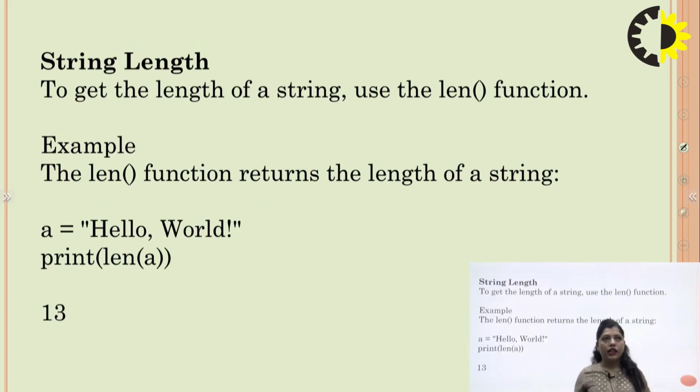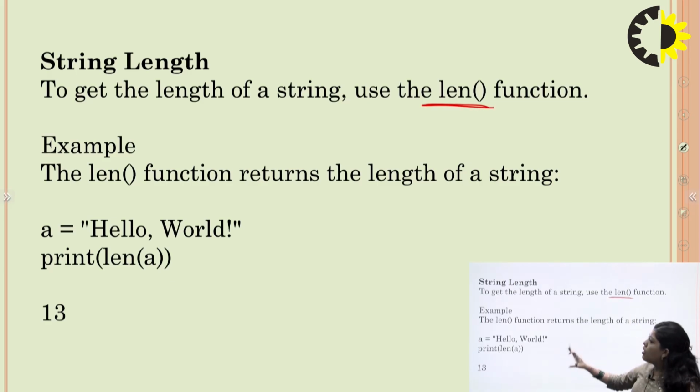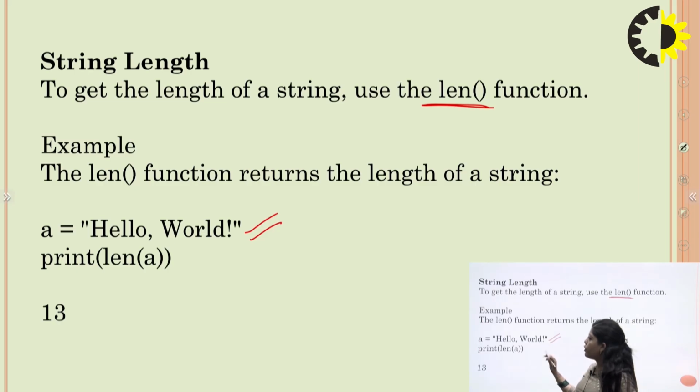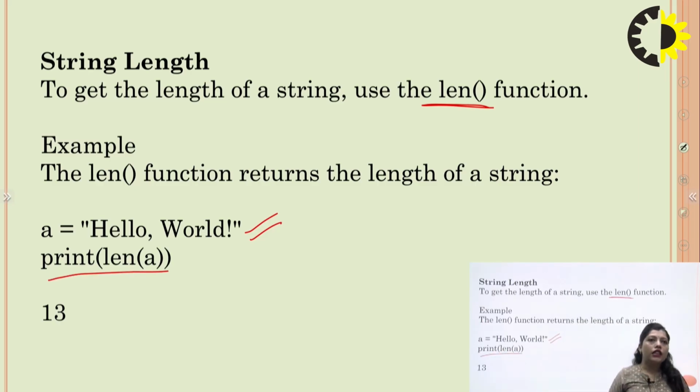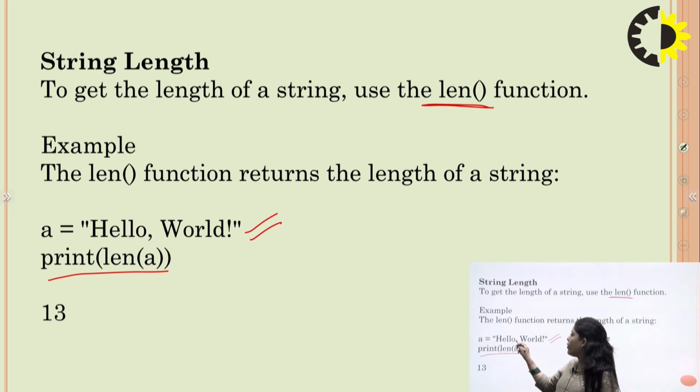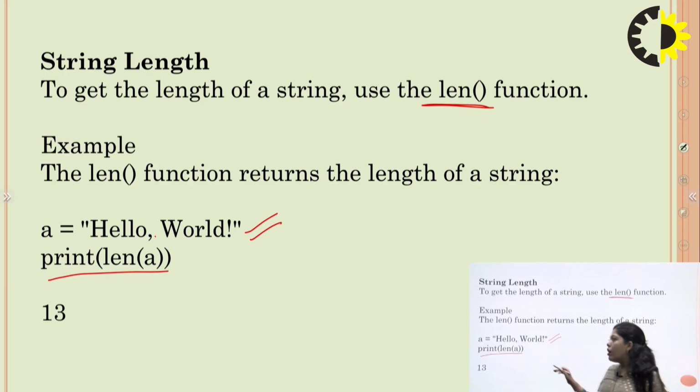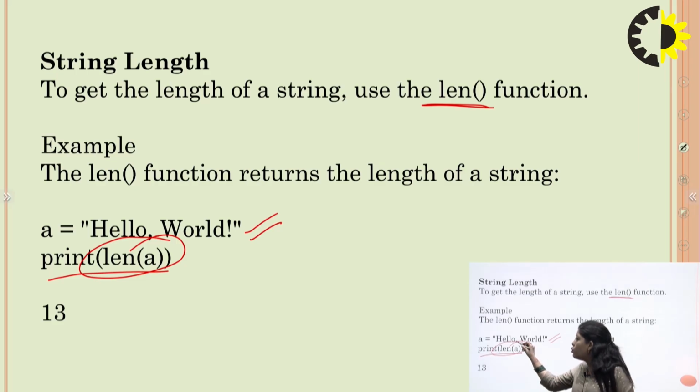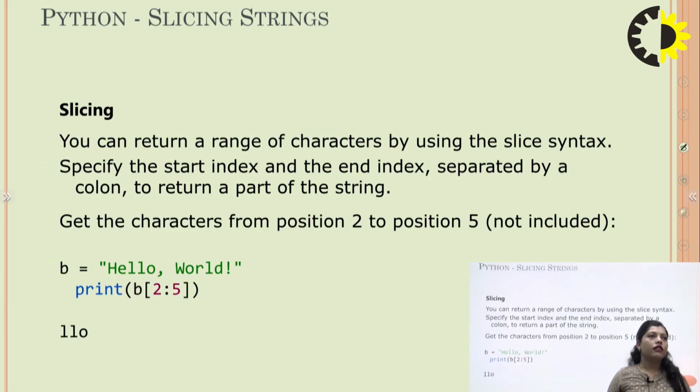Next is the string length. To get the length of a string, we use the len function. For example, if we have a string A equal to hello world and we want to print the length of A, we can count 1, 2, 3, 4, 5, 6, 7, 8, 9, 10, 11, 12, 13. This is how we can calculate the length of the string. We also count the space as a single length.